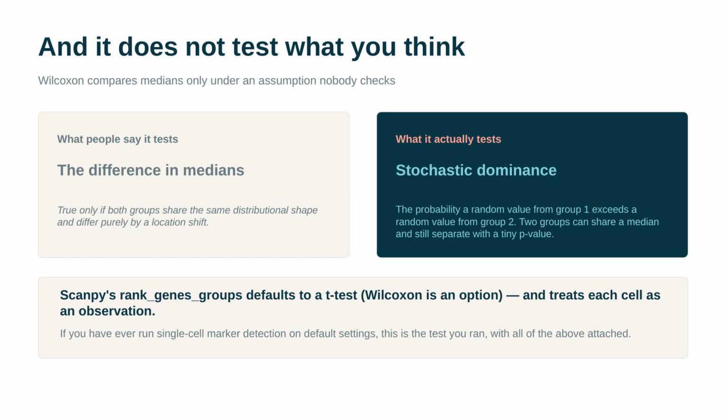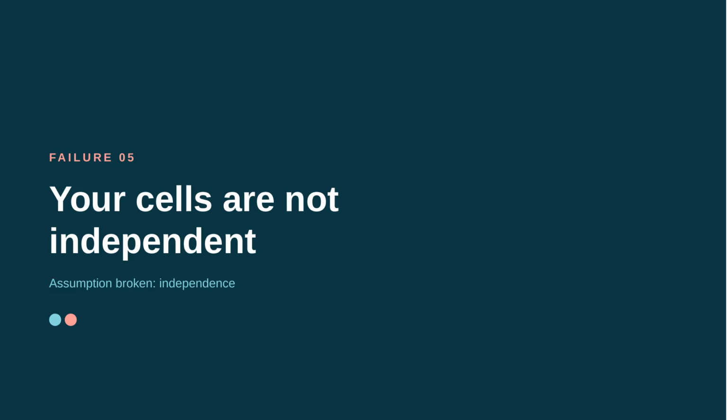And a related point people get wrong: Scanpy's rank_genes_groups actually defaults to a t-test, not the Wilcoxon, though Wilcoxon is a common option you can select. Either way, the default treats each cell as an independent observation, which drags back the pseudoreplication problem we just saw. It is a reasonable way to rank markers within a dataset, but for a between-condition claim you want pseudobulk and a proper model.